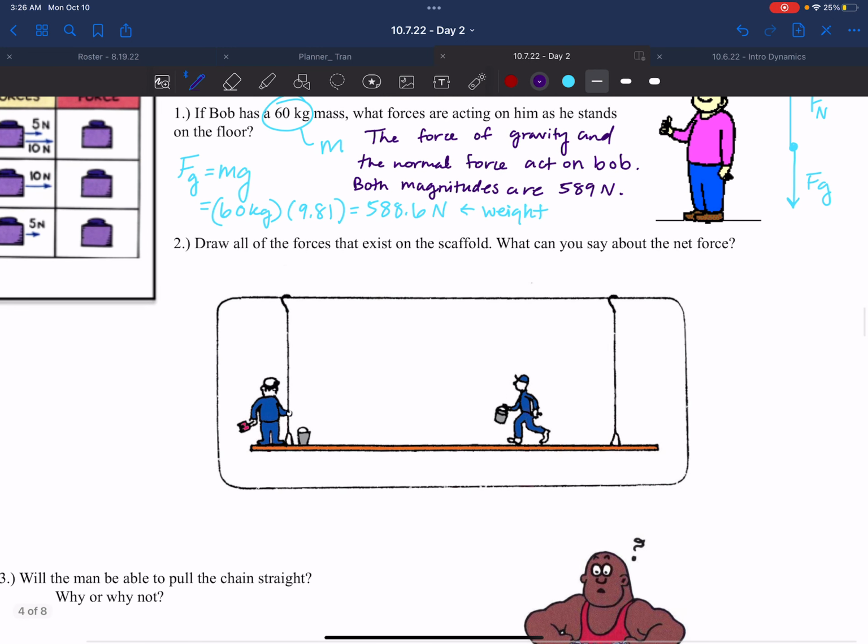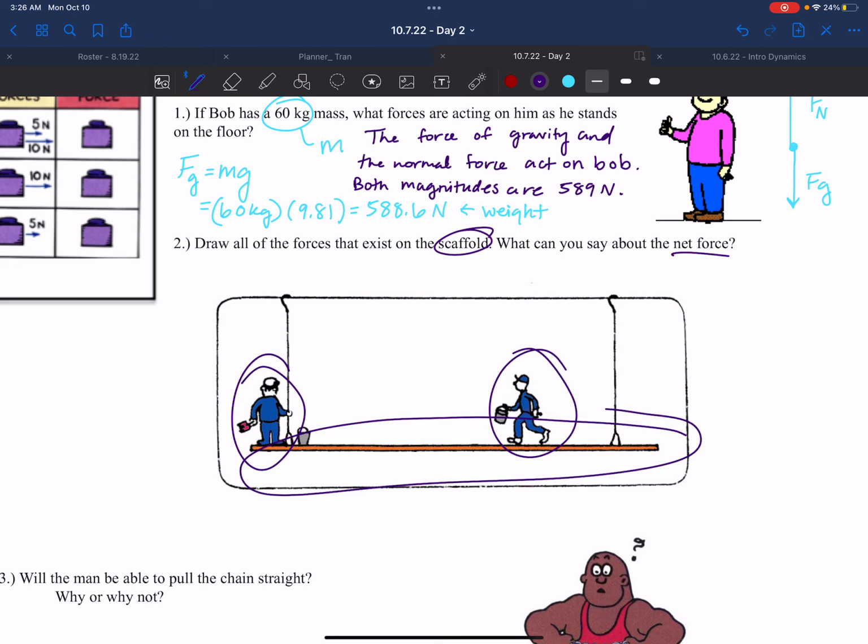So the next one says, draw all of the forces that exist on the scaffold. What can you say about the net force? So we're looking at these dudes. So we have 3 things going on here besides the string. So we got this dude, we got this dude, and we have the bar. And besides those 3 things, we also have the string.